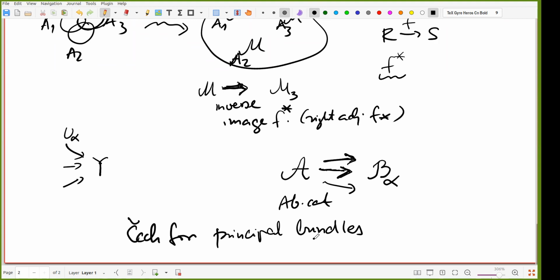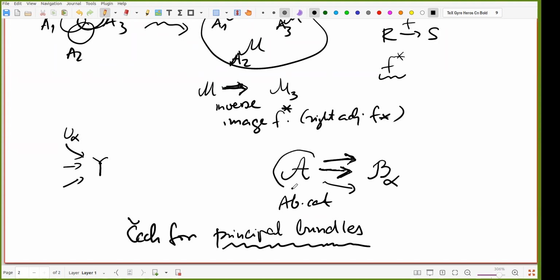At some level, the theory works nicely for associated bundles as well, but there are also problems for associated bundles which do not exist for principal bundles. And so I will remind you of the situation with principal bundles.